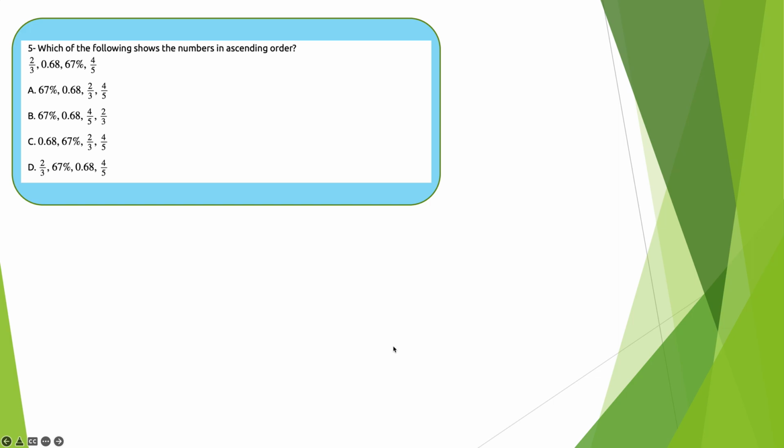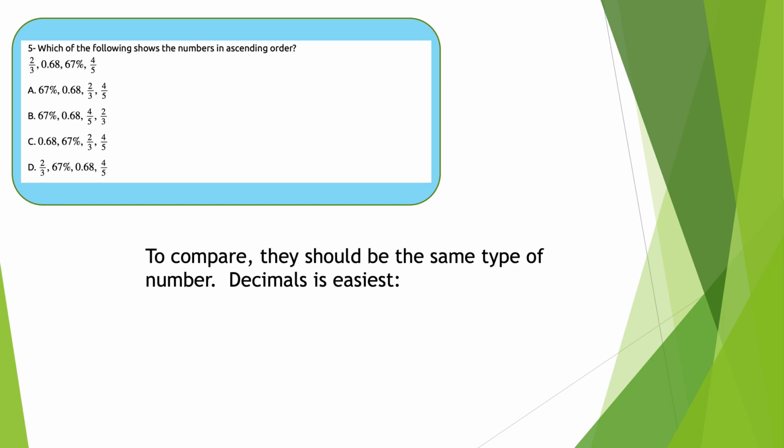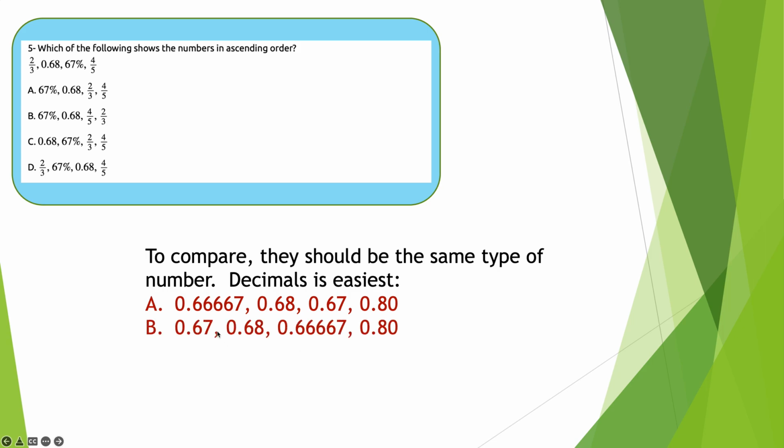Next up, which of the following shows the numbers in ascending order? Go ahead. To compare, I would strongly suggest that you put them in the same type of number, and I think decimals is the easiest. So for A, you get 0.6666, and it really keeps going forever and ever, but I rounded it off to 7. Then 0.68, then 0.67, and right there, I'm not ascending, I'm decreasing, so it's not A. For B, it's 0.67, 0.68, that's looking good. But then it's 0.66, right?